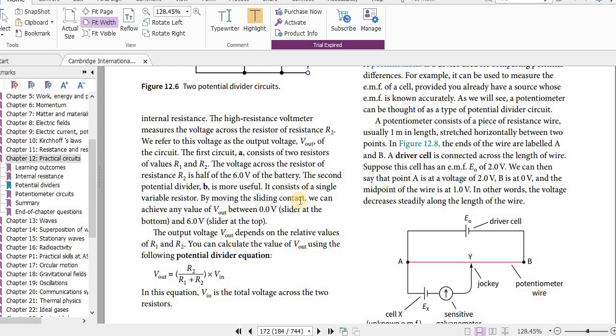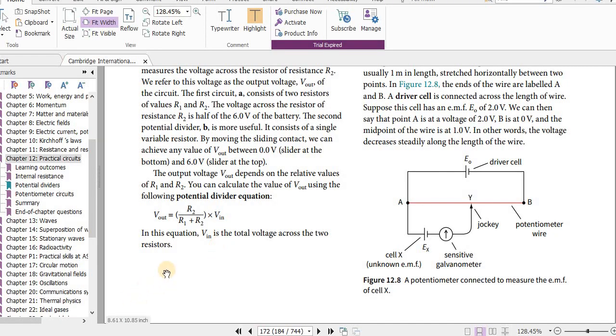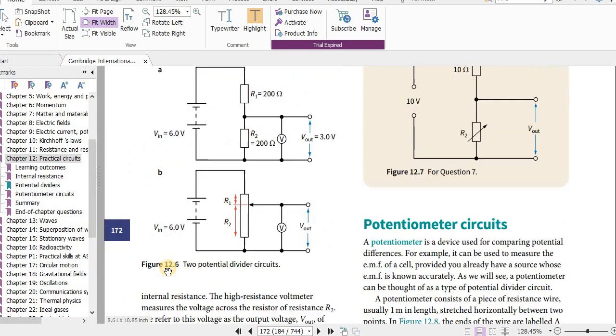Okay, so we can write an equation using this. The output voltage V out depends on the relative values of R1 and R2. You can calculate the value of V out using the following potential divider equation. So this is a ratio and proportion equation. Okay, that's how we get this. We will see how we can write it and do it as well.